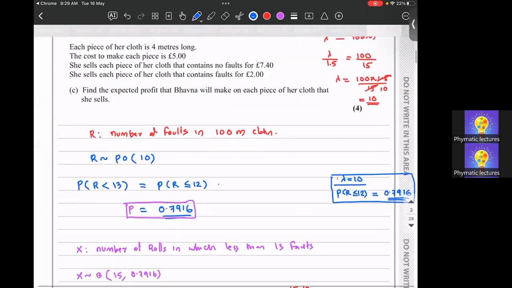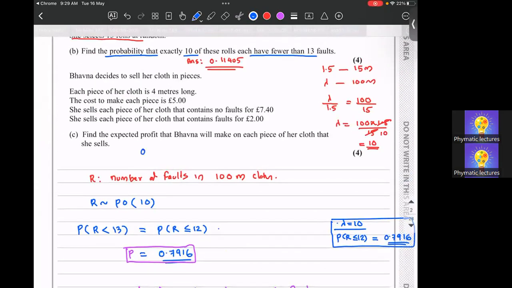So the answer is 0.6197 pounds. Hope you got it. So that is the idea about this part.